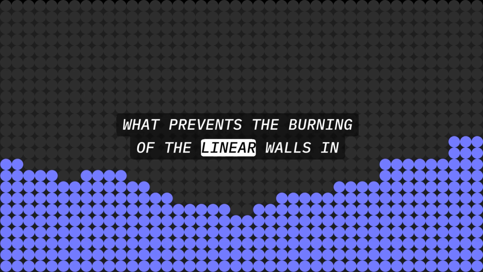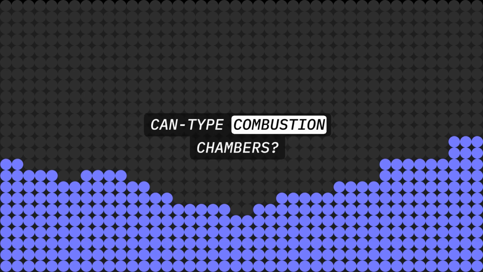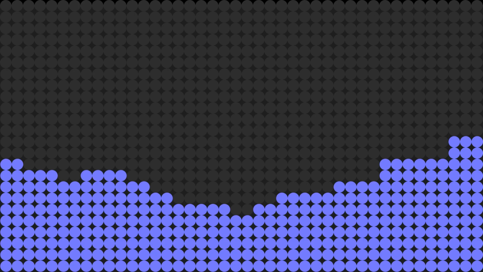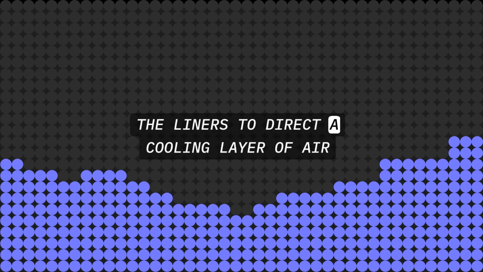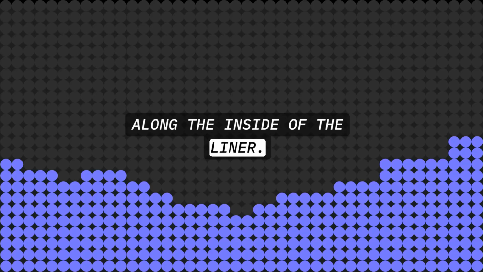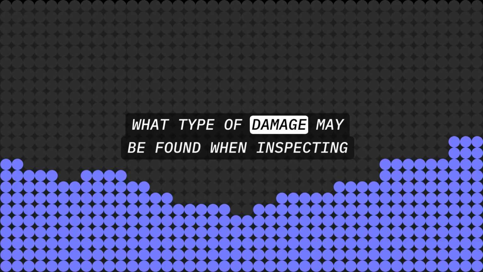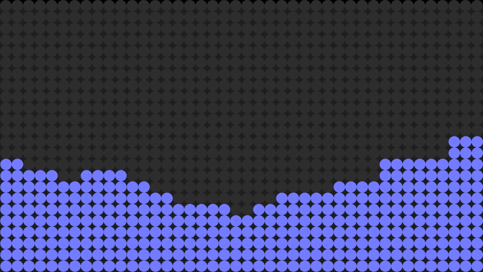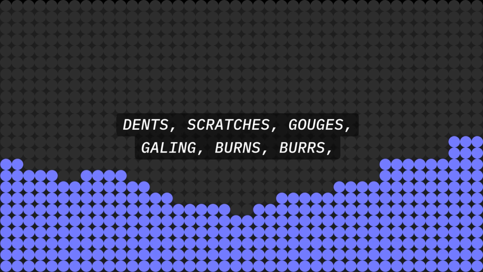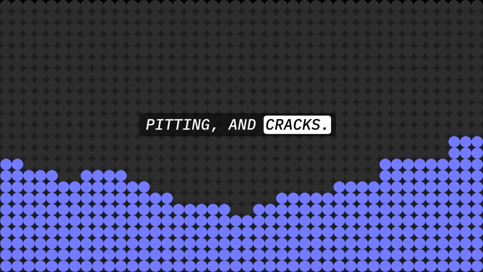What prevents the burning of the liner walls in can-type combustion chambers? Louvres are provided along the axial length of the liners to direct a cooling layer of air along the inside of the liner. What type of damage may be found when inspecting compressor blades? Dents, scratches, gouges, galling, burns, burrs, pitting, and cracks.